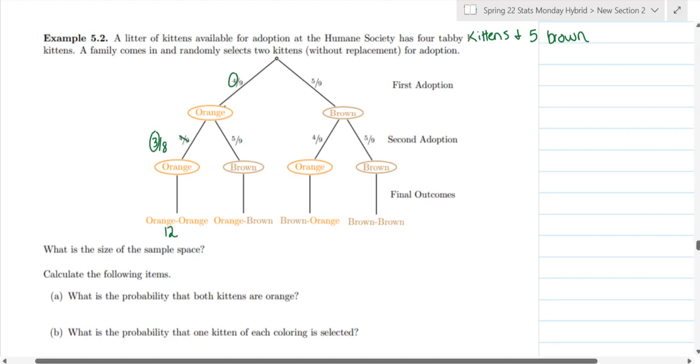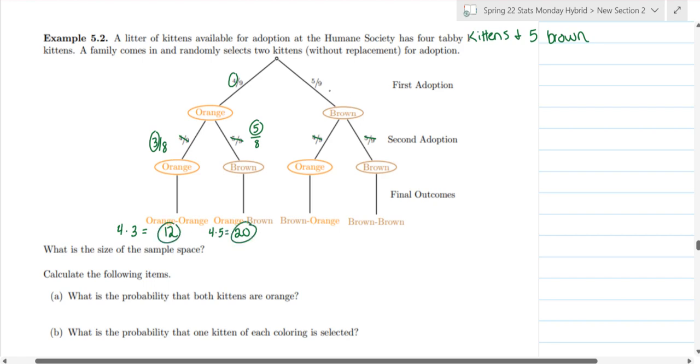Okay, you could get orange and then brown. Okay, we have to cross all these out, sorry. Okay, so orange and then brown. So after I pick the orange cat, there's only 8 cats left, but there's still 5 that are brown left. So 4 times 5 here is going to be 20. Okay, so 4 times 3, 4 times 5, 20.